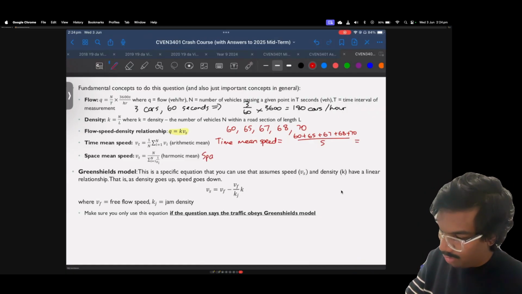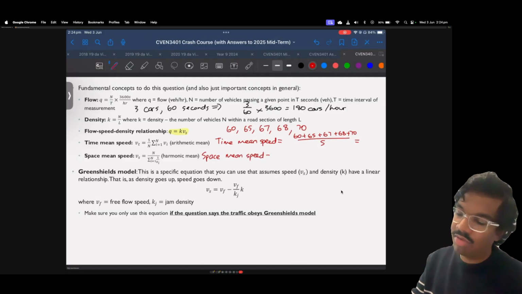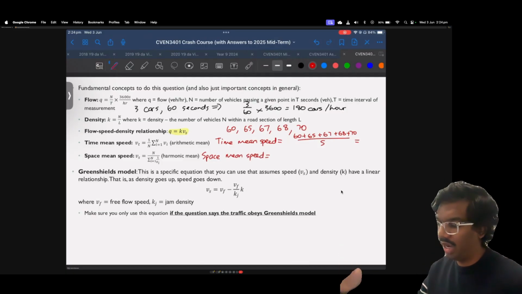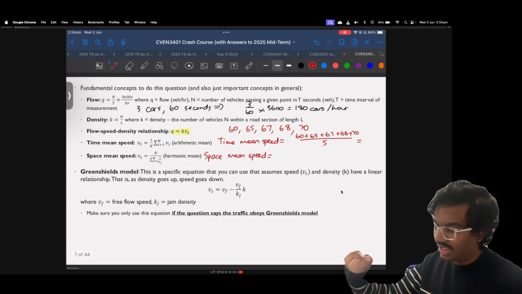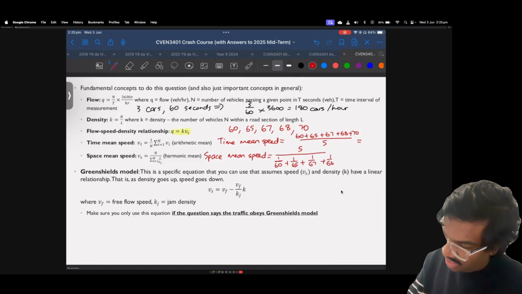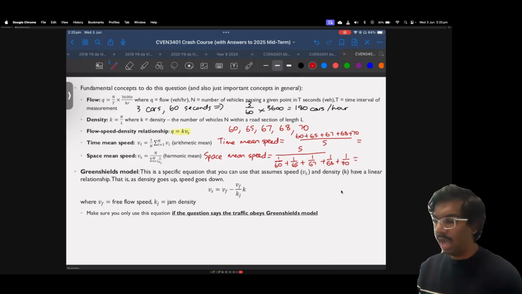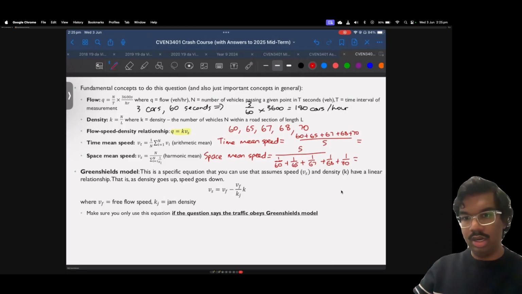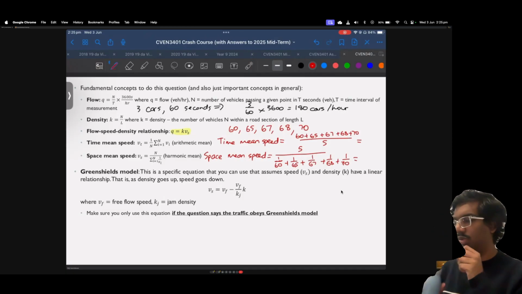But space mean speed is technically a new one. You may remember harmonic mean from high school or whatever, but it's kind of the inverse, the reciprocal. It's 5 over 1 over 60 plus 1 over 65 plus 1 over 67 plus 1 over 68 plus 1 over 70, and that will equal whatever. It will always be bigger than time mean speed, okay? So that's something important to remember.